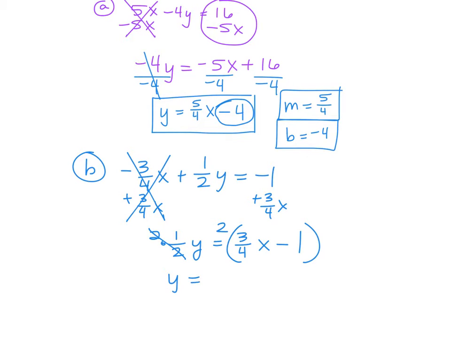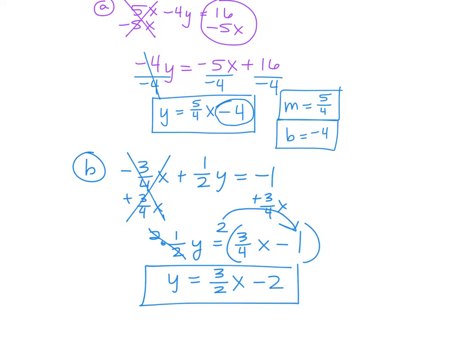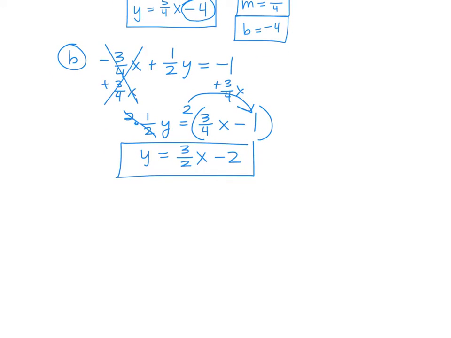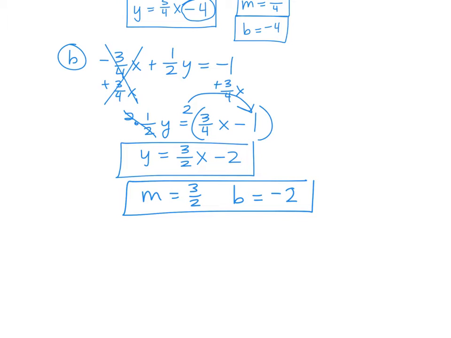We're left with y equals 2 times 3/4. Anyone tell me that? 6/4, which is 3/2, right? So this is going to be 3 over 2 times x minus what? Minus 2. Don't forget to distribute that. So that would be your equation. So your slope is 3 over 2. What's your y-intercept? Negative 2. Okay? Questions on that?